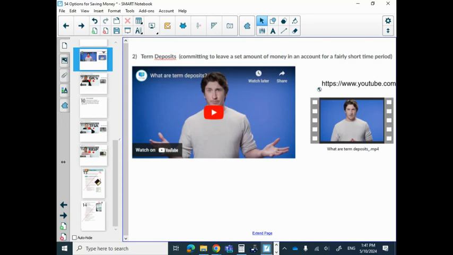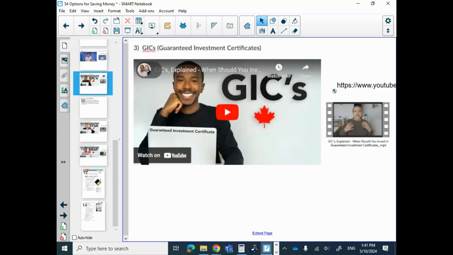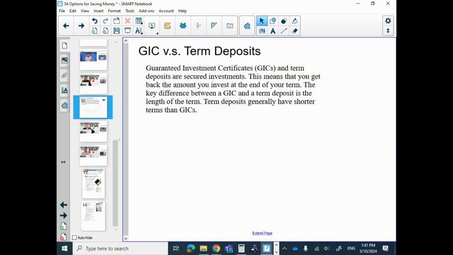Even better than that would be a GIC. GIC stands for Guaranteed Investment Certificate. They typically are longer periods of time, and you get even better interest. Okay, so that's what this was here. Longer period of time for the GICs.